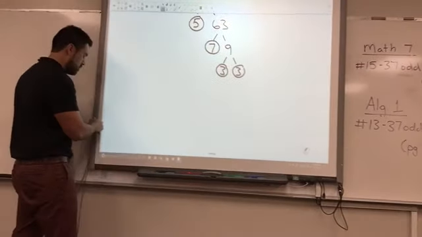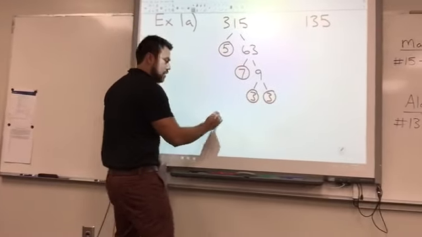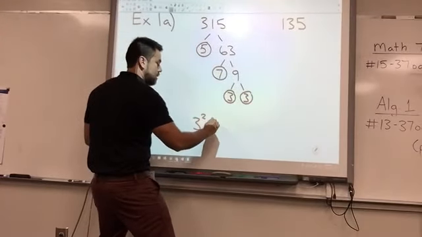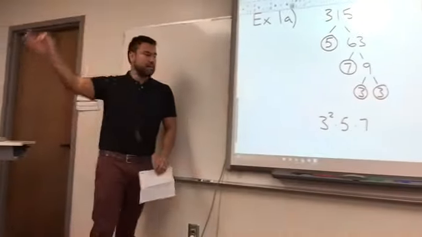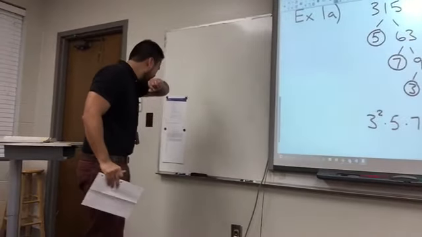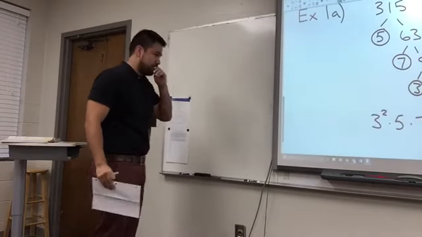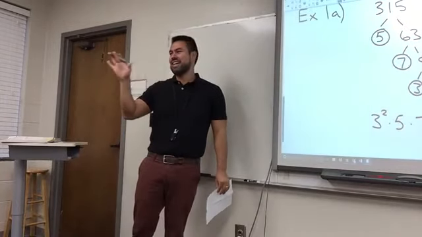I'm going to scoot this up just a bit. Okay, so here are my two numbers. And I got 3 to the second times 5 times 7. Do you see how that's in order? You have your 3, then you have your 5, then you have your 7. Okay, anyway. You guys good on that?